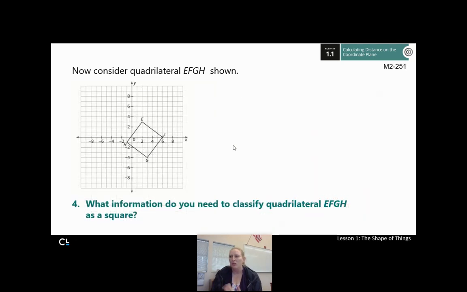But remember how the first problem we wanted to know if it was a square? We're missing some information, right? What information do you need to classify quadrilateral EFGH as a square? Hit pause, write it down, hit play to keep talking.